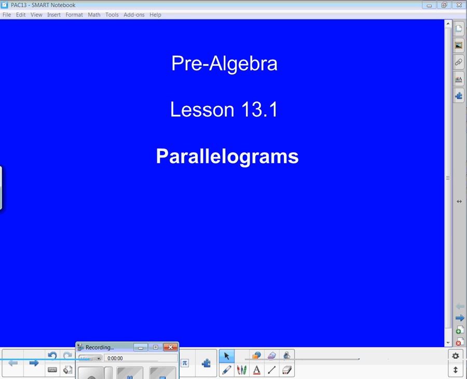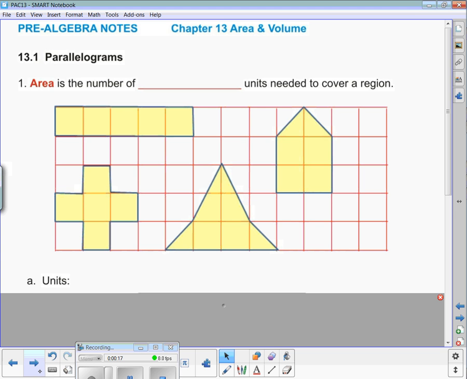Ready for chapter 13. So kick off chapter 13 with lesson 13.1. And chapter 13 involves area and volume. Area and volume. And so we're going to start off with parallelograms. Parallelograms, right? We already know what they are. We're going to figure out area and such for parallelograms.